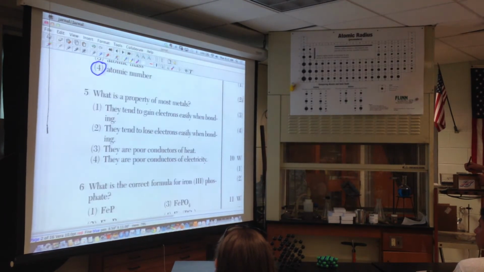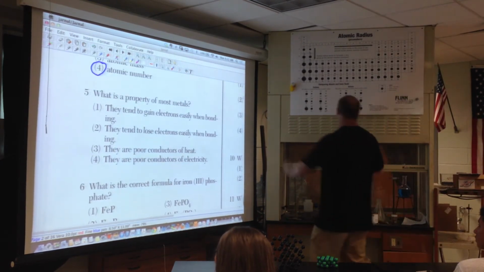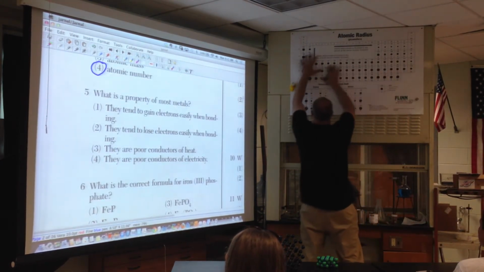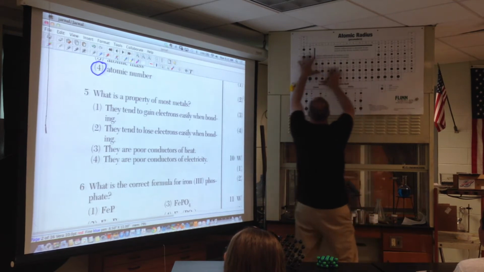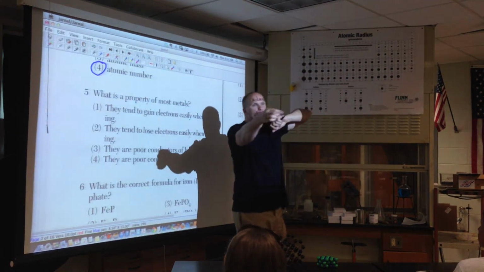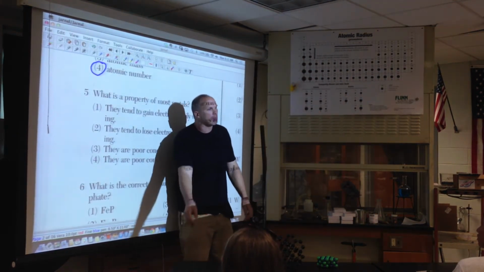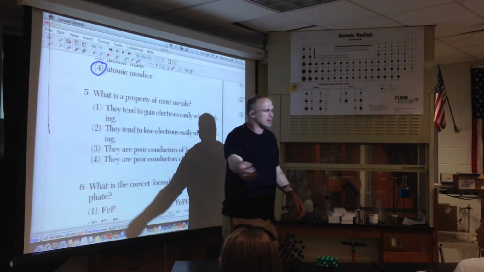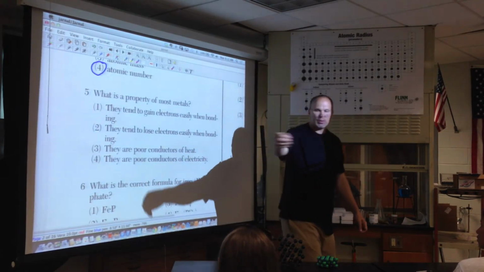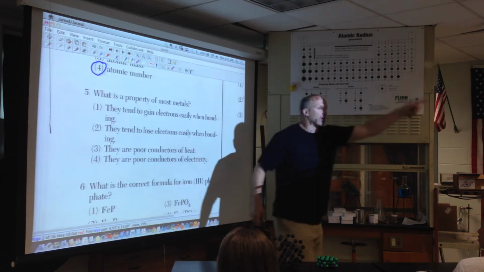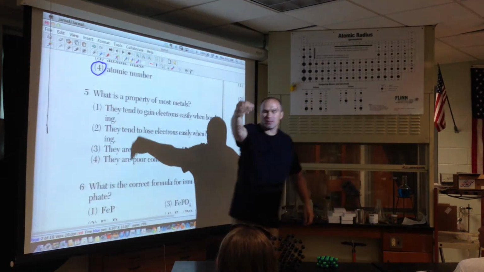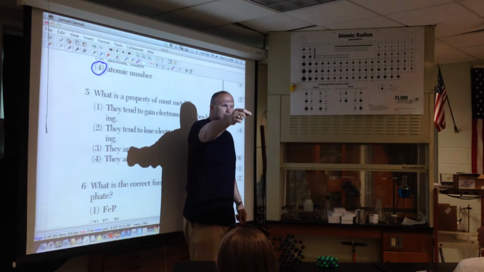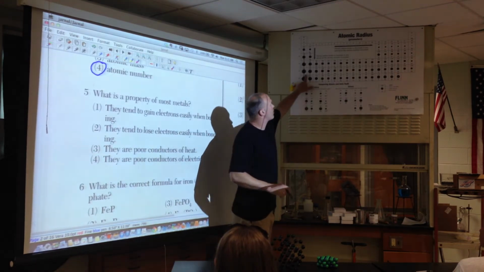What's a property of most metals? You've got to understand that metals have big radii, which means their electrons are so far away from their nucleus that they hold on to them loosely. It's kind of like holding on to your little brother or sister, and you see something and, whoa, you have a little attraction for something. Therefore, electrons are so far away.